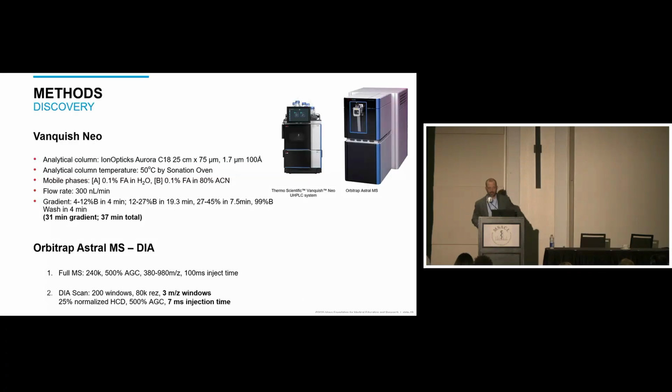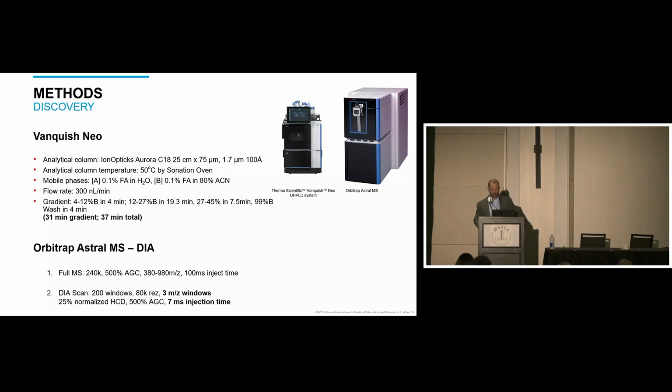So for the discovery experiment, we used Vanquish Neo coupled to an Orbitrap Astral, as I just mentioned. In terms of the separation, we used a 25 centimeter, 1.7 micron ion optics column, operated with a little bit of heat, a pretty standard gradient, flow rate of 300 nanoliters per minute, and a total method runtime of 37 minutes. The Astral was operated in full MS mode.